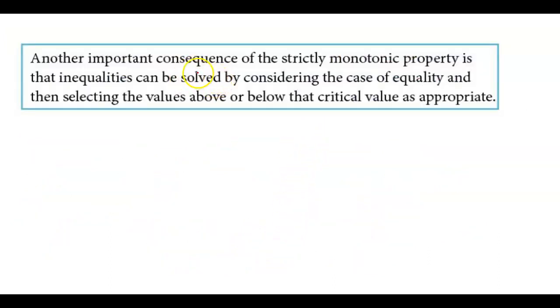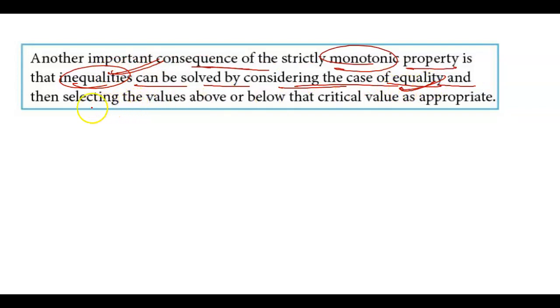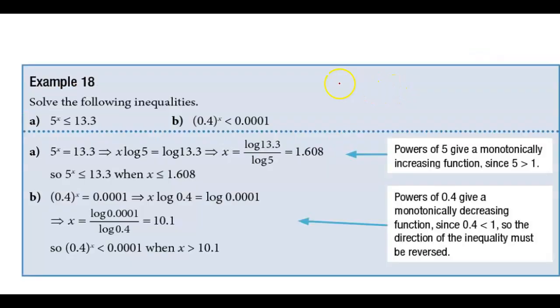Another important consequence of strictly monotonic property is that inequalities can be solved by considering the case of equality. If inequalities are given, we will take them as equality so that we can solve the question, then select the values above or below that critical value as appropriate. We will be doing this. See, here is an example.